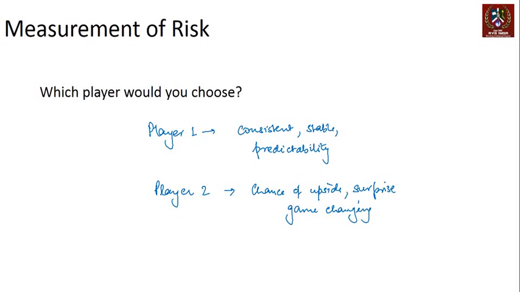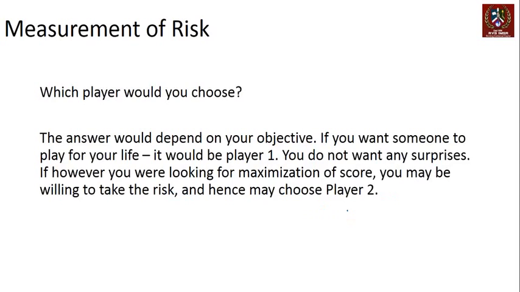Now, which player you would choose depends completely on what your outlook or objective is. If you want someone to play for your life, which is, you want consistency, you want stability, it would have to be player 1. You don't want any surprises there. Upside, downside, everything is to be thrown out of the window because you just want the surety that the return is going to come there, right?